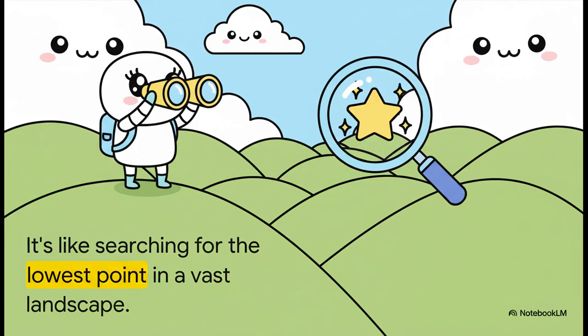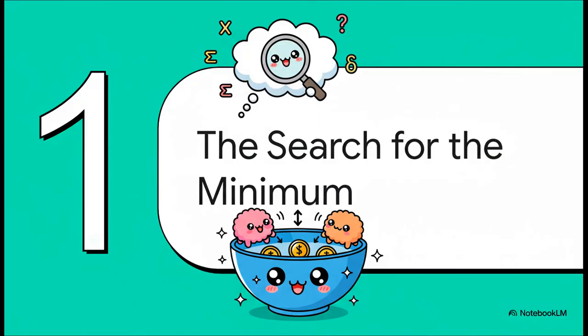And the best way to get our heads around this search is with a really simple but super powerful analogy. Just imagine that the cost function is a giant, sprawling landscape. Finding the best answer for our model is exactly like a hiker trying to find the absolute lowest point in this entire landscape. Which brings us right to our first section, the search for the minimum.